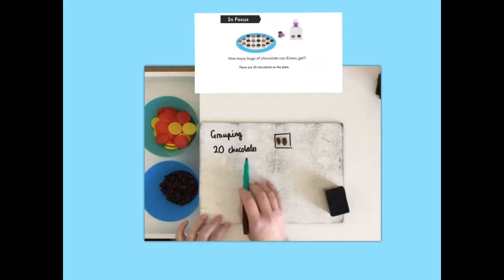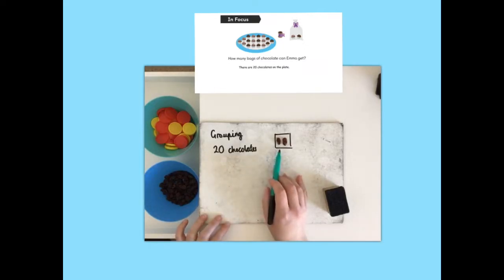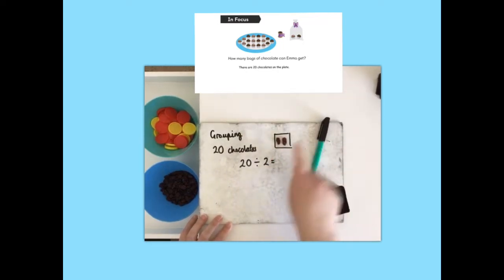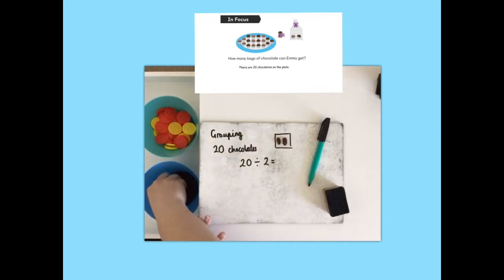I have 20 chocolates and I want to put 2 in each bag. So if I was to write this as a division problem, I would write 20 divided by 2 equals, to find out how many bags I'm going to need. I'm going to use raisins today to work this out, and I'm going to use my counting in twos.